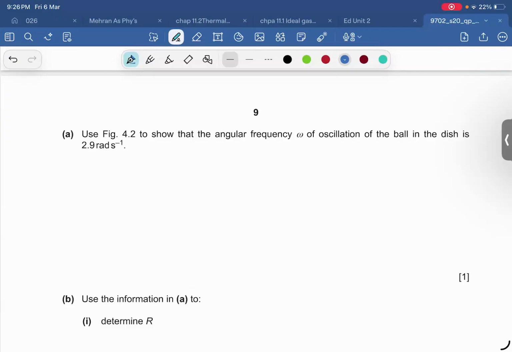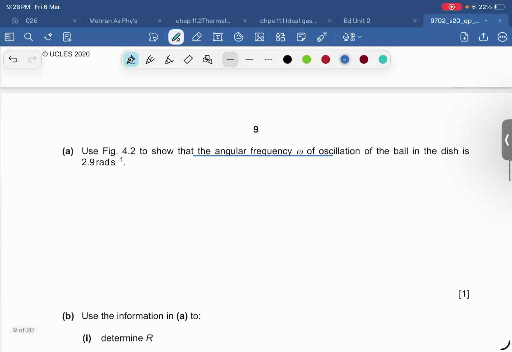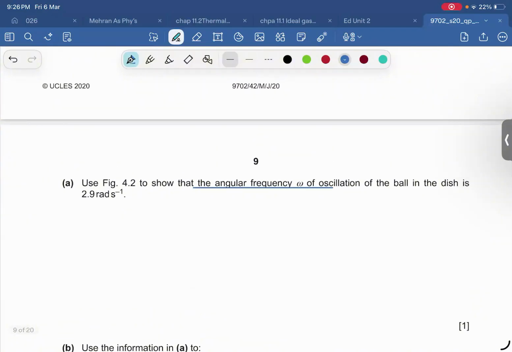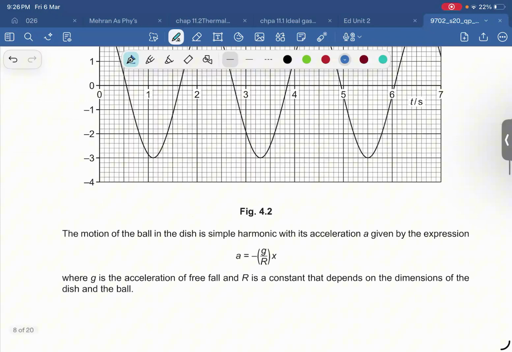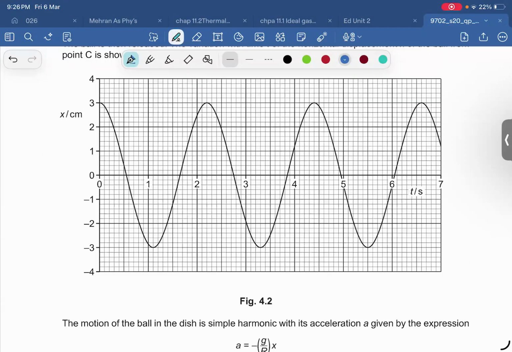Fine. They mentioned everything. Okay, what is the question saying? Use figure 4.2 to show that the angular frequency of the oscillation of the ball in the dish is 2.9. Okay, what can you do in this question? Any idea? From the figure, you can have two things: the amplitude and the time period. The time period is right here.